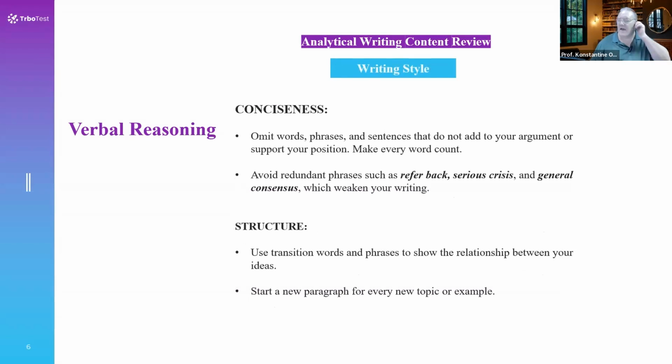All right. The writing style. For the writing style, we need to look at some simple areas. Conciseness. Remember, if you can say it with fewer words, do so. Omit words, phrases, and sentences that don't add to your argument or don't support your position. Make every word count. All right. Avoid redundant words. Don't get into phrases such as refer back, or a serious crisis, or a general consensus. Avoid these types of terms because they add stuff to the sentence that doesn't need to be there.